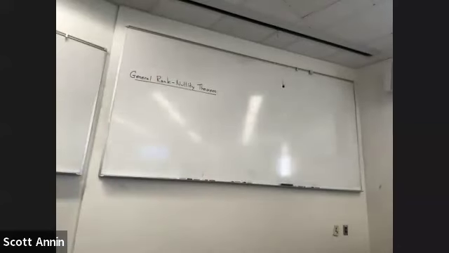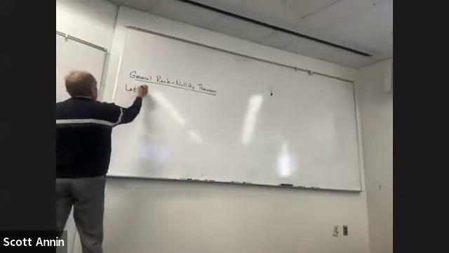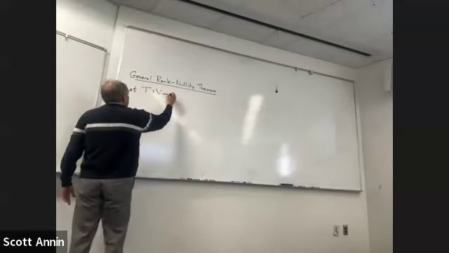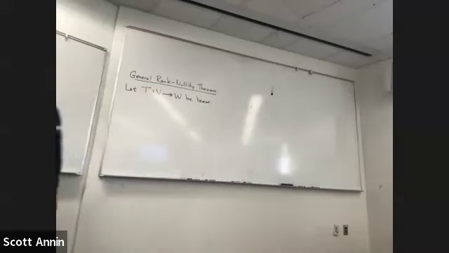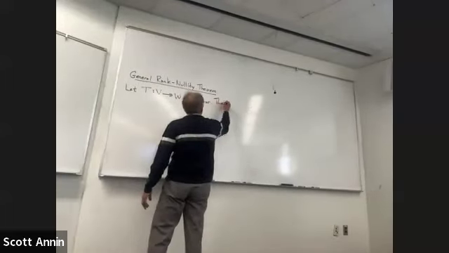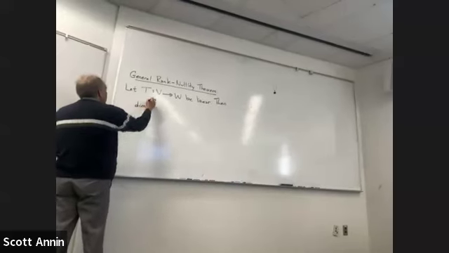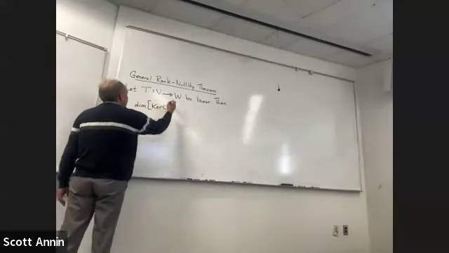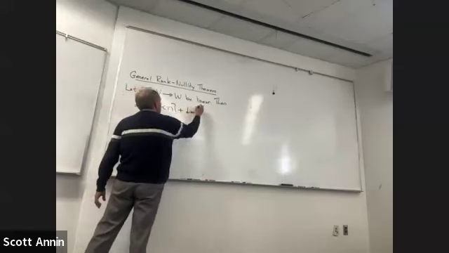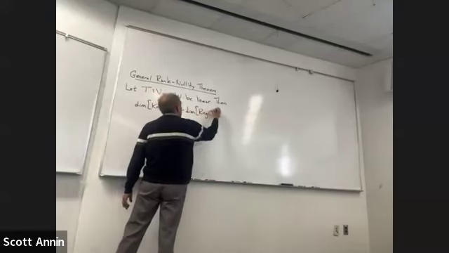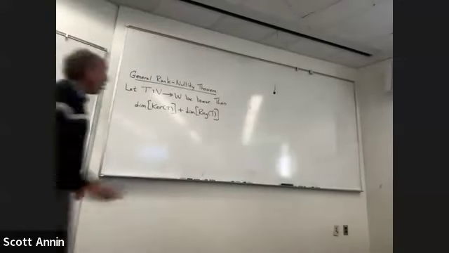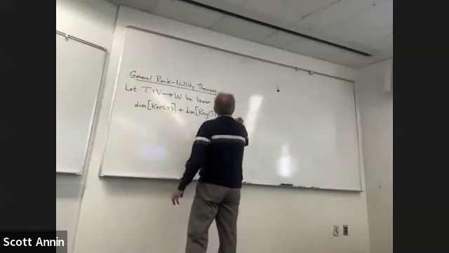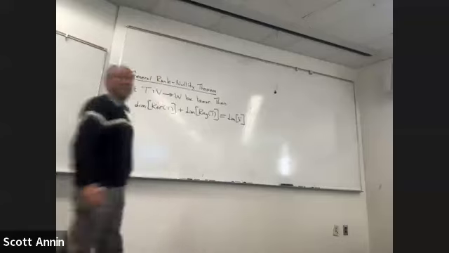So here's what it basically is going to say. Let T going from V to W be linear. So we have a linear transformation from V to W. Then the dimension of the kernel of T plus the dimension of the range of T, if you add these two numbers up, it always adds up to the dimension of V.